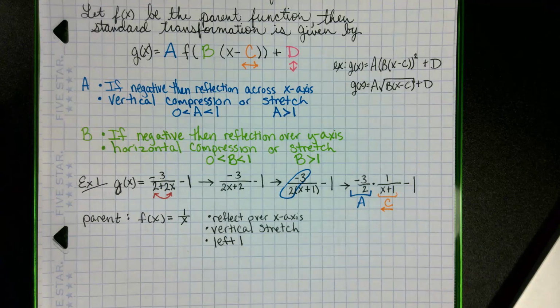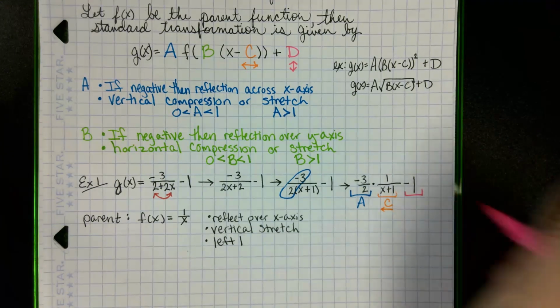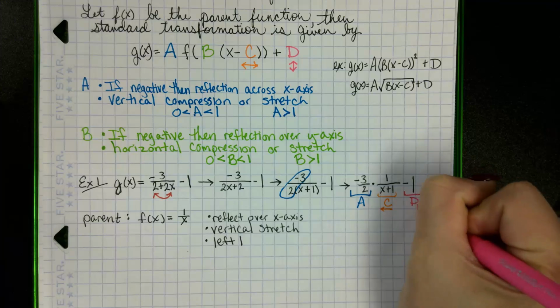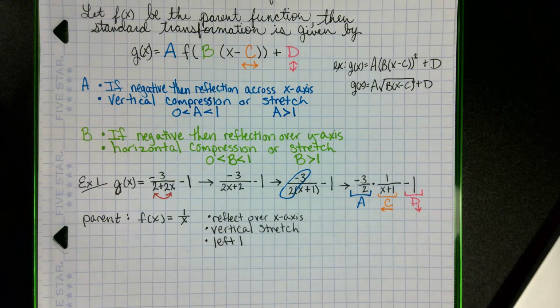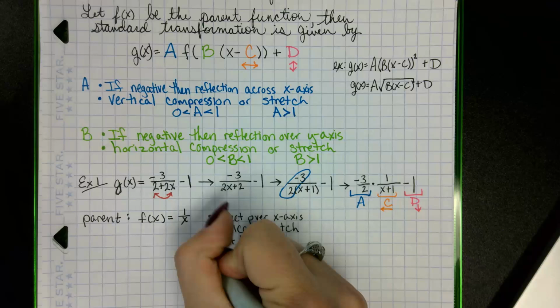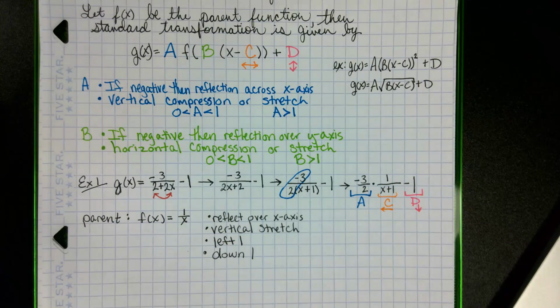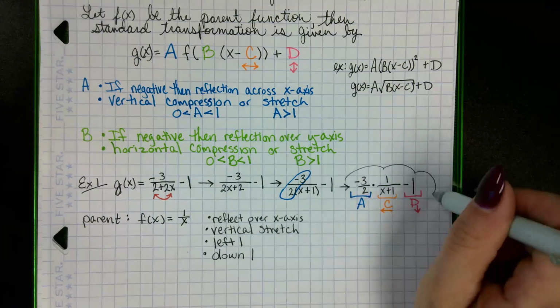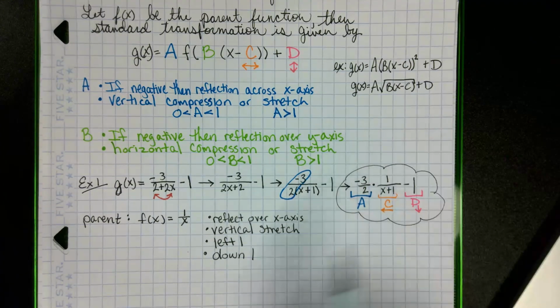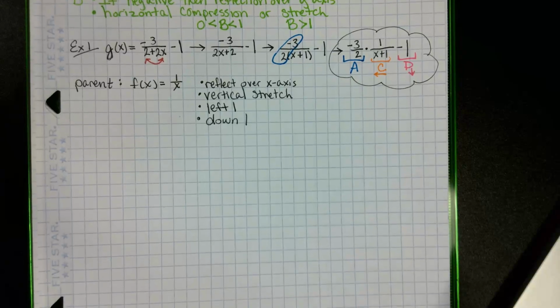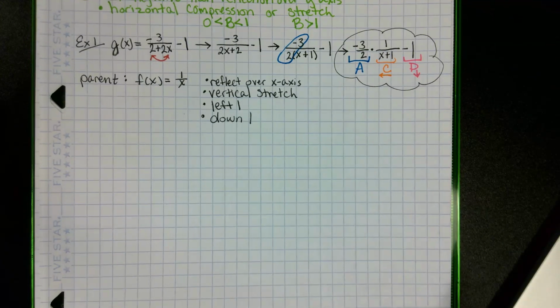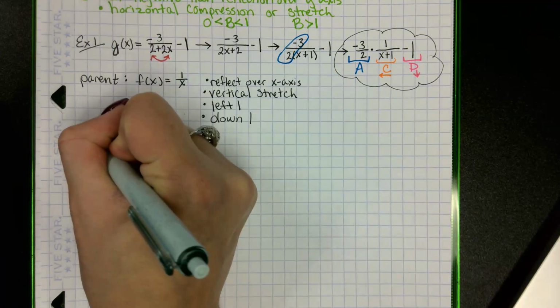And then at the end, I also have this minus 1. That is the d value. And it's minus, so it's going to shift down 1. This is a standard transformation form right here, my parent function and the transformations. And that is the same instructions that you're going to do for your assignment that I'm going to give you once we're done. Let's do another example, example 2.